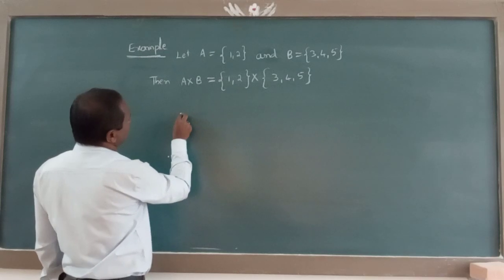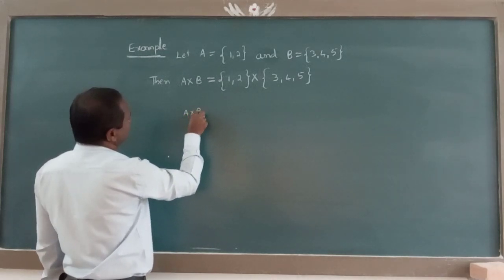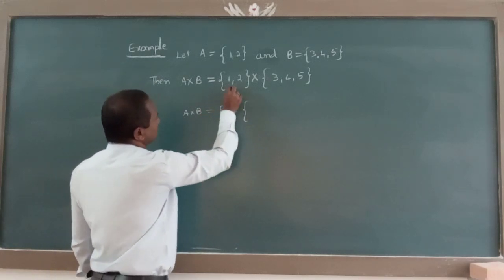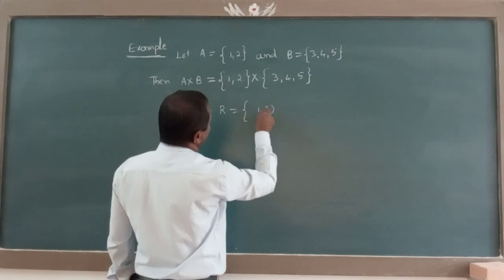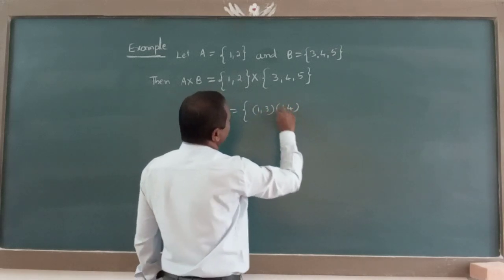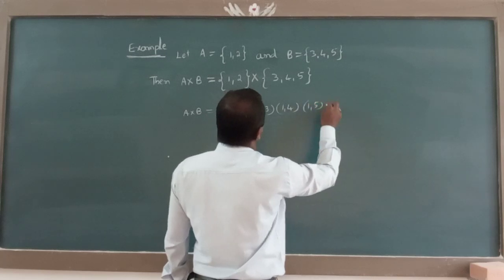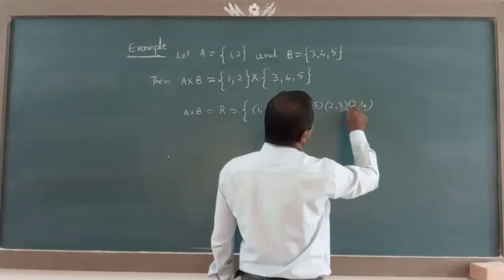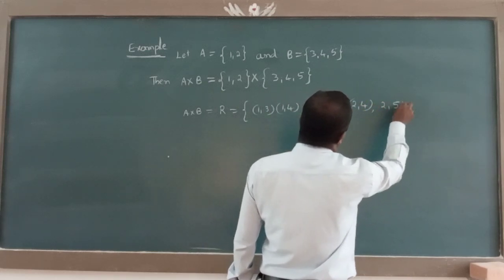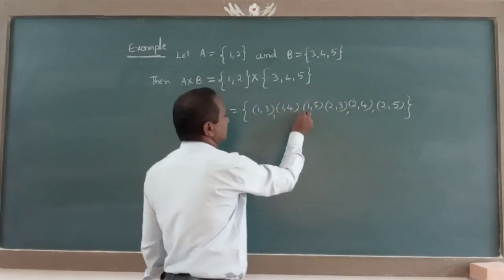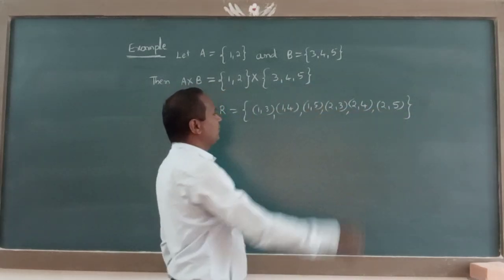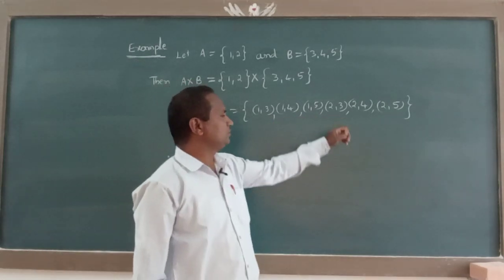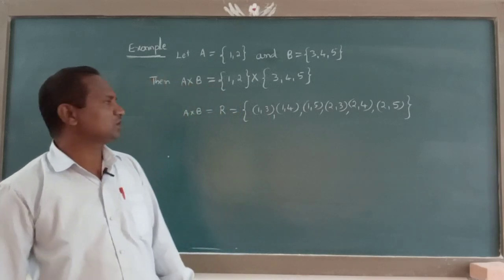That is, A cross B is the universal relation. We can represent R as follows. See here, start with 1 comma 3, 1 comma 4, 1 comma 5. Next, with 2: 2 comma 3, 2 comma 4, and the last one 2 comma 5. Like that, it is the universal relation. With 1, we get 3 elements: 1 comma 3, 1 comma 4, 1 comma 5. With 2, we get 3 elements: 2 comma 3, 2 comma 4, 2 comma 5.